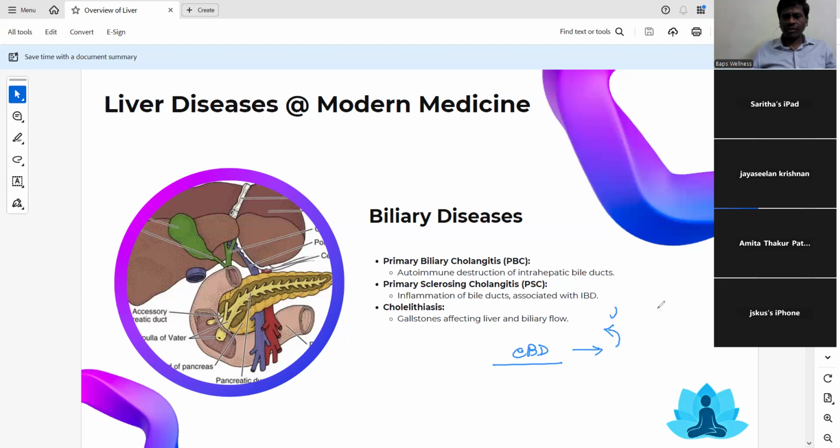First one is jaundice. Then depending upon the condition, other problems, whatever we have seen previously, all those things will come. So that is biliary disease on account of cholelithiasis, gallbladder stone.